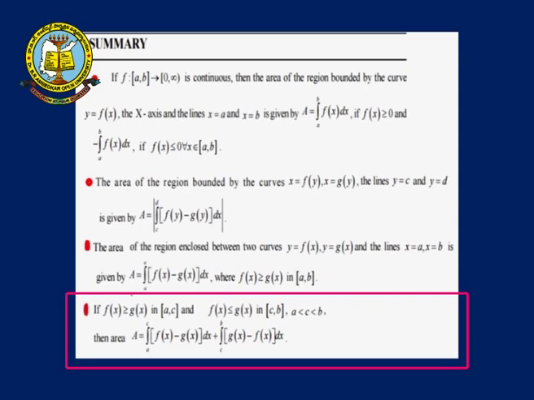One function, f of x, is greater than or equal to g of x in the interval a to c, and in between a and b there is one point c. Then f of x is less than or equal to g of x in the interval c to b. So in the a to c interval f of x is greater than or equal to g of x, and in the c to b interval f of x is less than or equal to g of x. In between we can use that here the area equals the integral from a to c, where the first function f of x is the bigger one.